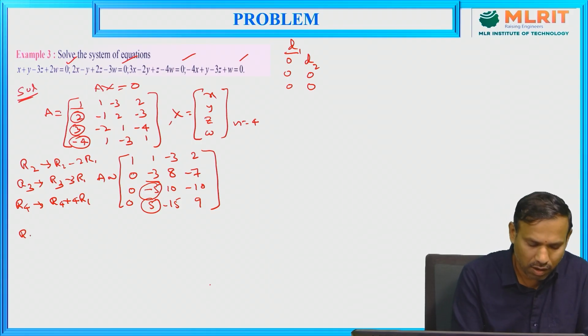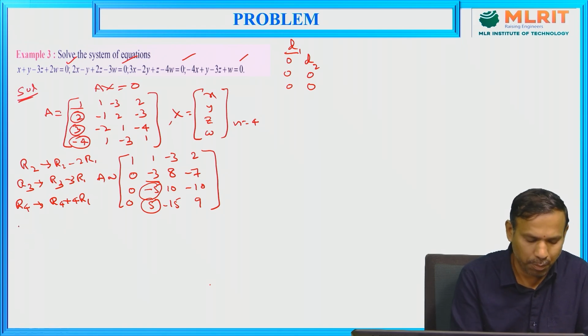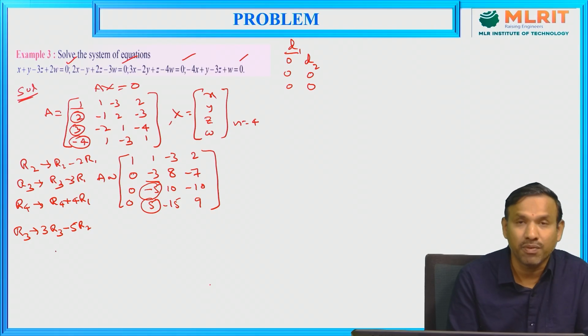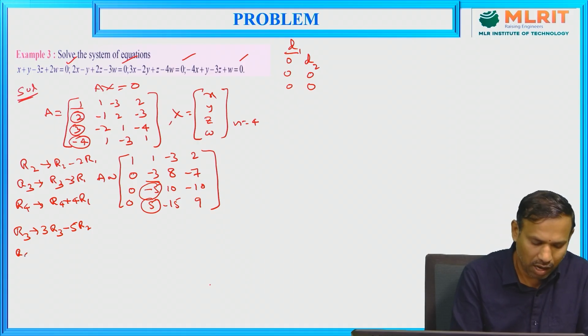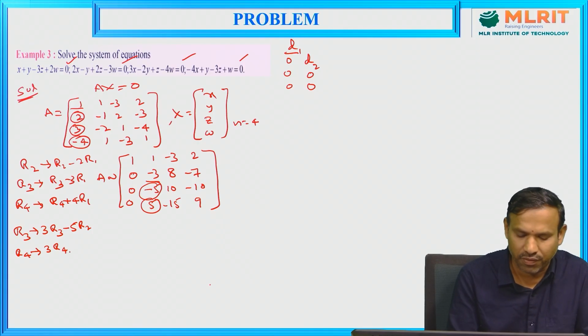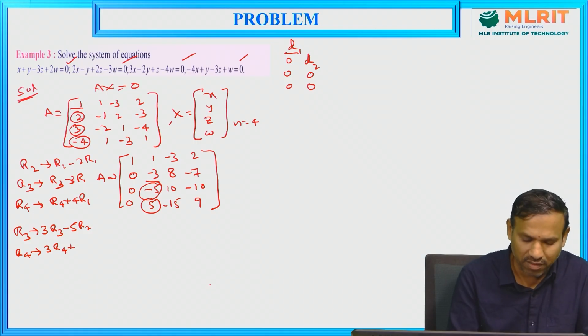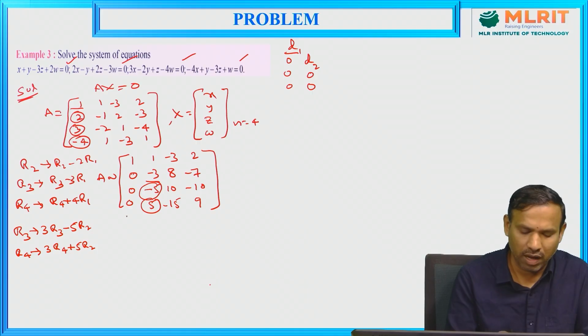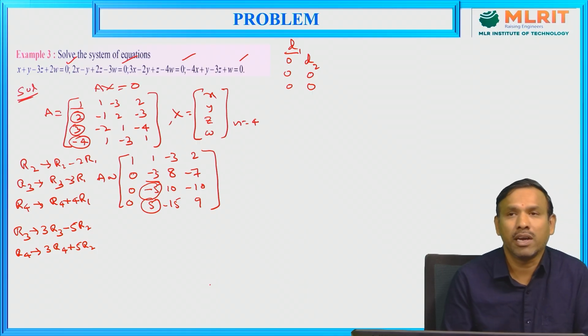That is R3. R3 we are making 0. R3 implies 3 into R3, 3 5 is 15, minus 5 into R2, 5 3 is 15, 0. Next R4, same thing. 3 into R4, 3 5 is 15. So opposite signs are there: plus 5 into minus 3, that is 5 into R2. So 3R4 plus 5R2, 3 5 is 15, 5 into minus 3 plus 15. Minus 15 plus 15, 0.